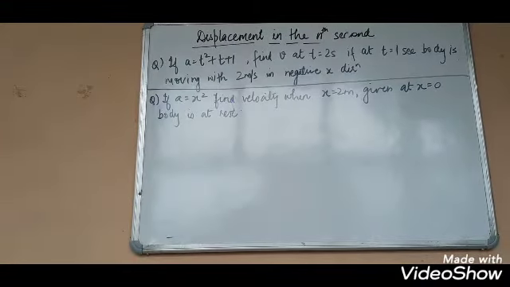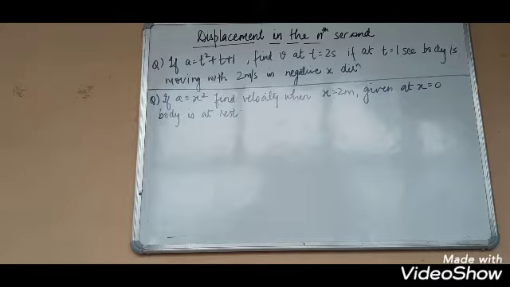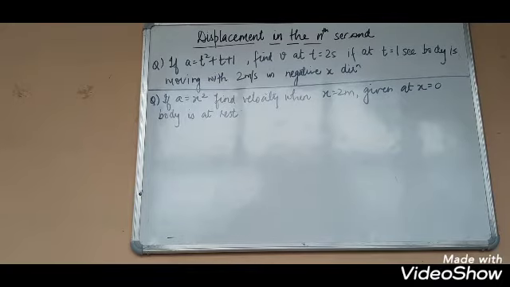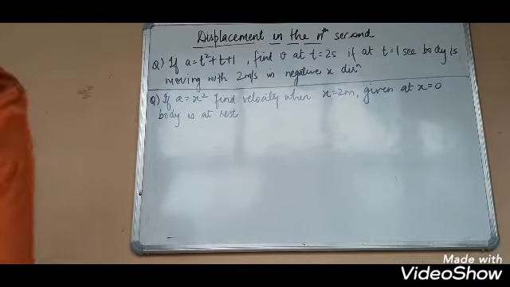This first question is for your homework. Please note it down. If a equals t square plus t plus 1, find velocity at t equals 2 seconds, if at t equals 1 second, the body is moving with velocity 2 meter per second in negative x direction. Okay. So please note this question down. It is like the previous one. Acceleration is given, and you have to find velocity at t equals 2 seconds, and a condition is given. So please do it in your copies and find the solution.